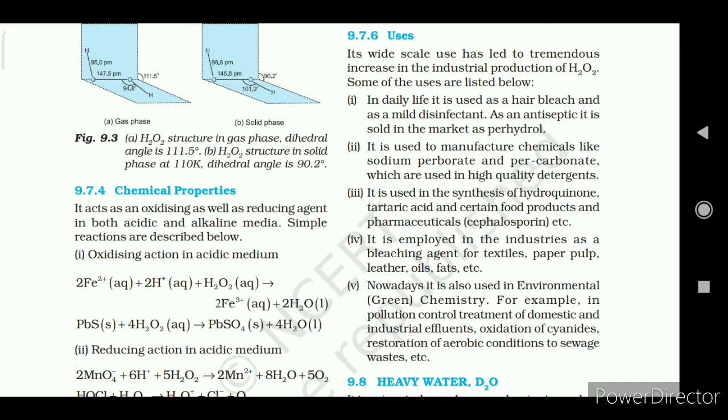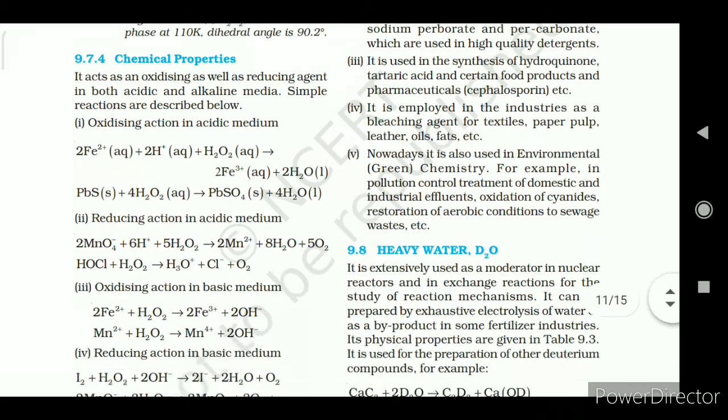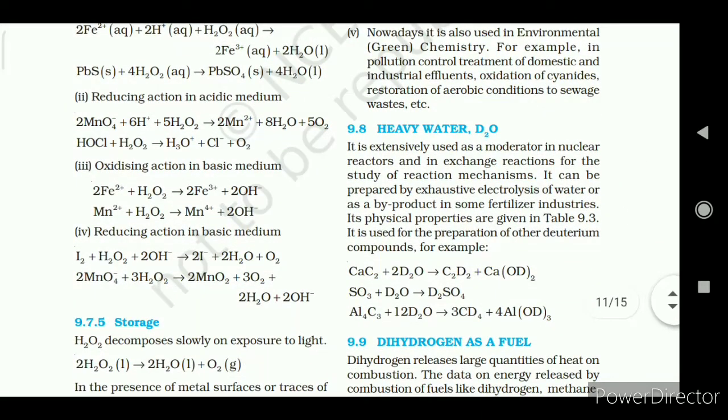9.8. Heavy water D2O. It is extensively used as moderator in nuclear reactors and in exchange reactions for study of reaction mechanisms. It can be prepared by exhaustive electrolysis of water or as a byproduct in some fertilizer industries. Its physical properties are given in Table 9.3. It is used for the preparation of other deuterium compounds. For example, CaC2 plus 2D2O gives CaD2 plus Ca(OD)2.